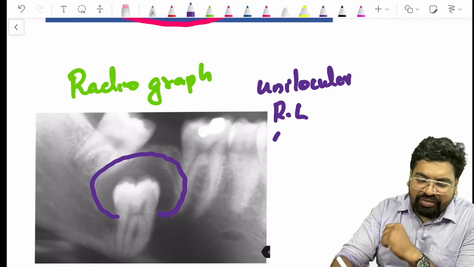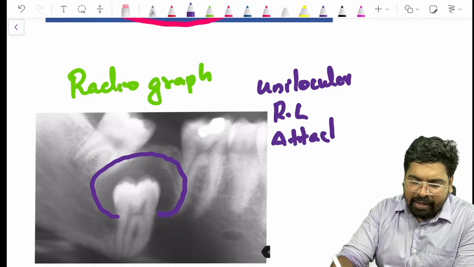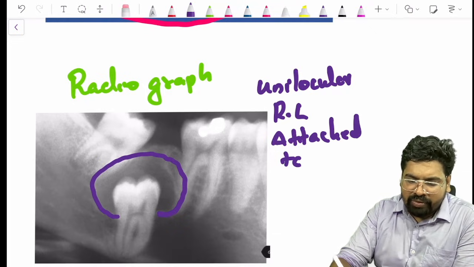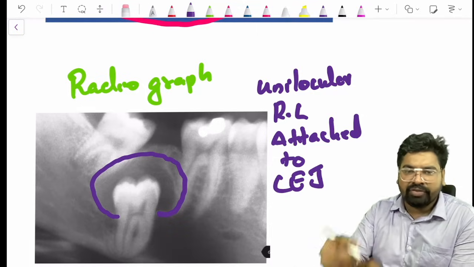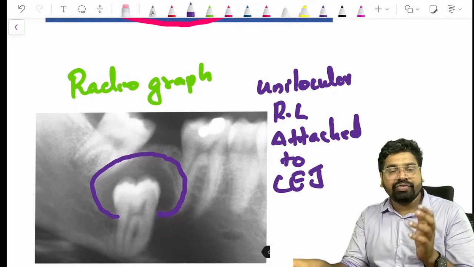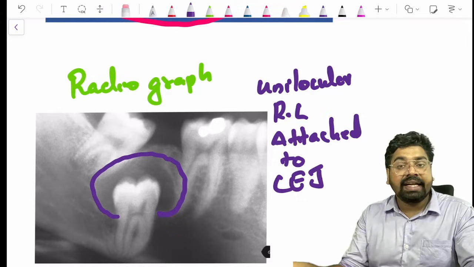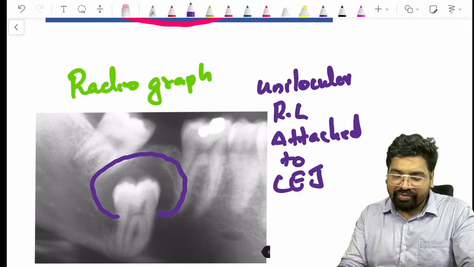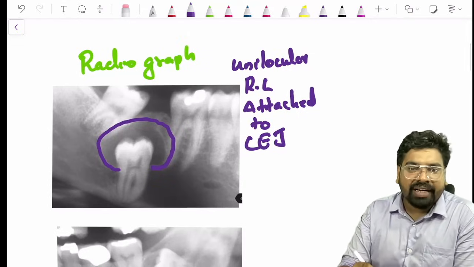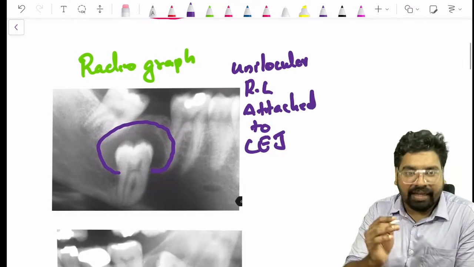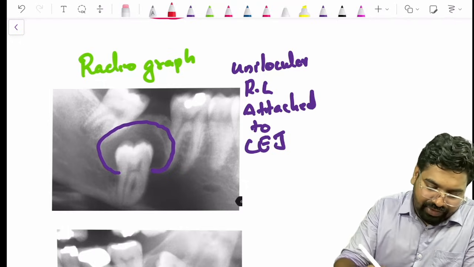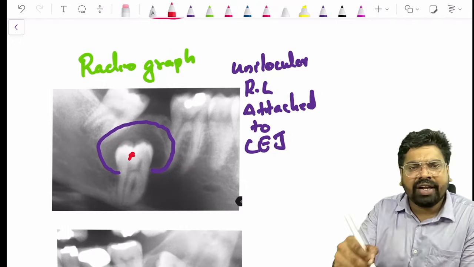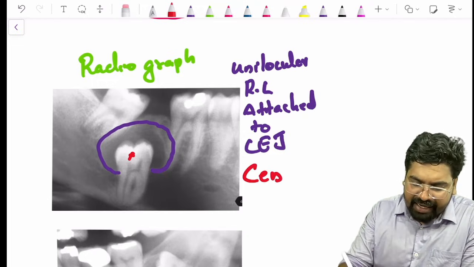Attached to the CEJ, cemento enamel junction. So this is the peculiarity of the radiograph of dentigerous cyst. There are three types of radiograph in dentigerous cyst. If the crown of the tooth is in the center of that radiolucency, we call it central variant.